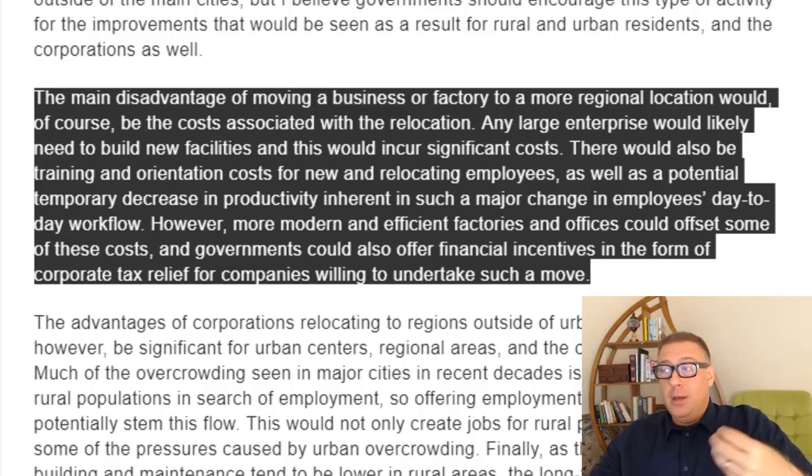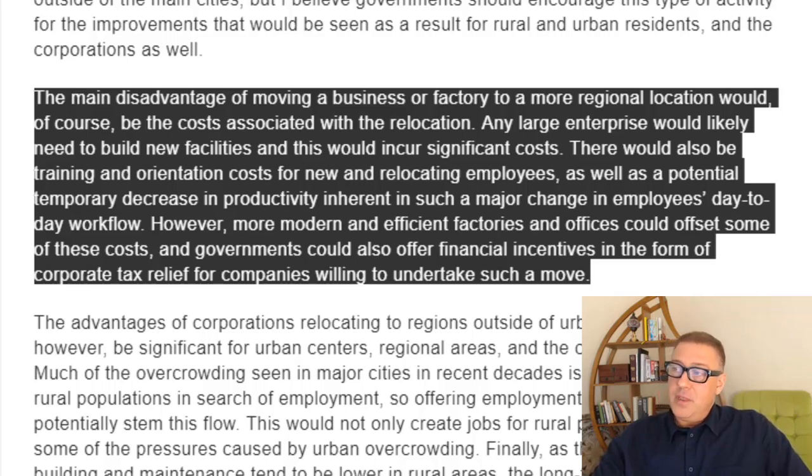So essentially, all of that is stating one idea, cost, and then different ideas about the ways it would cost more. So I've got more than one disadvantage, costs, that's my overall theme, and then cost of relocation, cost of training, cost of building new facilities, etc. So there's plenty of development there, plenty of variety to this idea of cost.